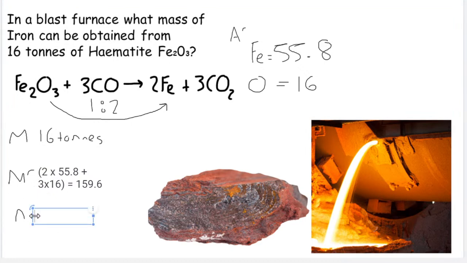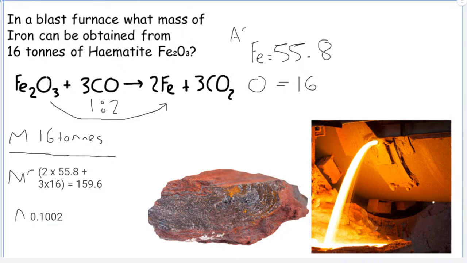We're then going to divide these. You should know off by heart by now, mass over MR equals moles. So we're going to write the moles out at the bottom. So 16 divided by 159.6. This isn't really moles. This is just the ratio between them. Why is it only the ratio between them? Well, because I've not converted that to grams. If I want to work out the moles, it's going to be like 1,000 times more or 10,000 times more, however many grams there are in a ton.